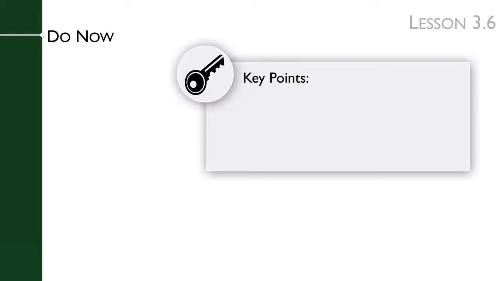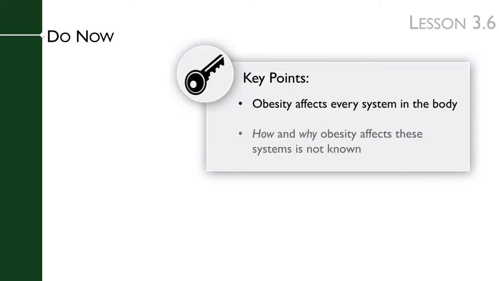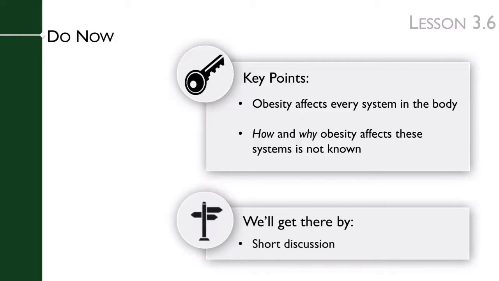The key points of this lesson's do now are that obesity affects every system in the body, and how and why obesity affects these systems is not known. We'll get there by having a short discussion with the students.